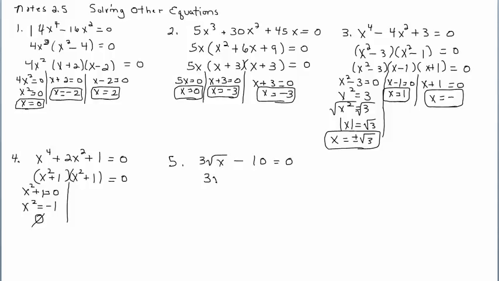So I'm going to add a 10. I need to continue isolating, so I'm going to divide both sides by 3. So square root of x equals 10 thirds. All right, I'm going to rewrite the problem, and then I'm going to show that I'm going to square both sides. I need to get rid of that radical.